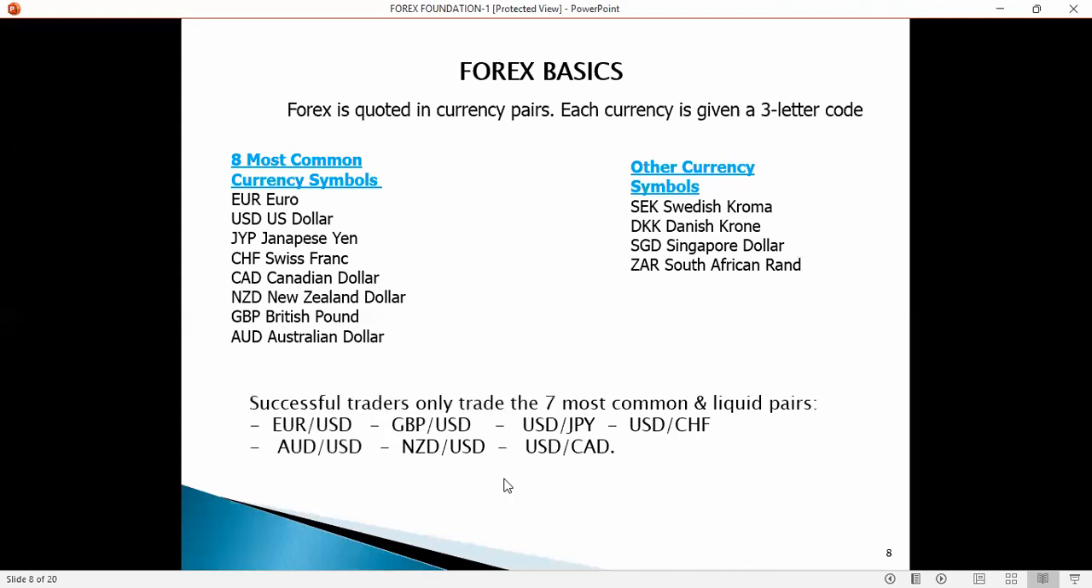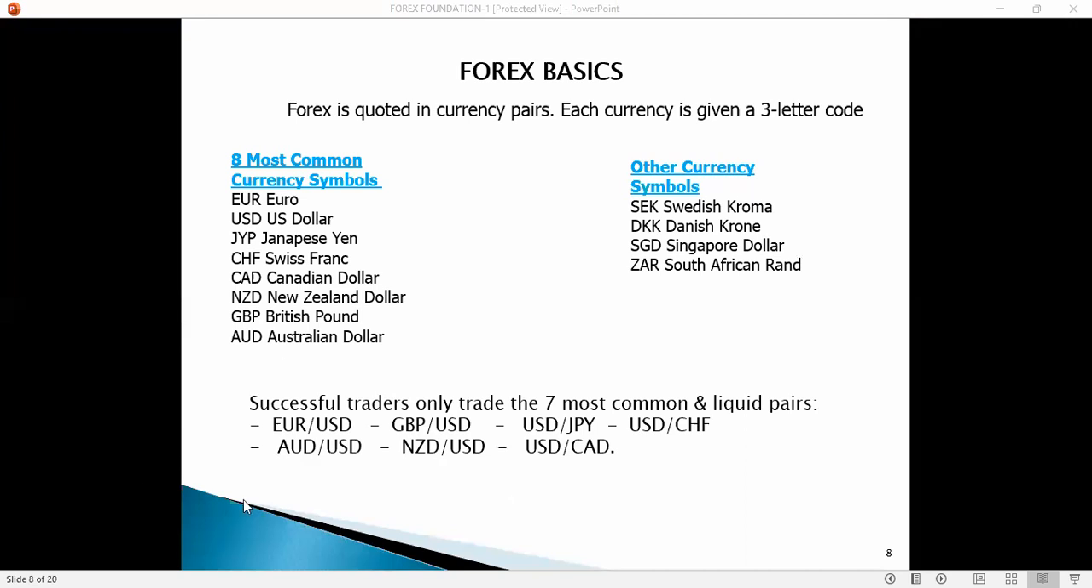So let's keep moving. Now, the successful traders across the world focus more on some pairs. And what are the 7 most common pairs? We have Euro versus USD, GBP versus USD, Japanese yen USD, USD Swiss franc, AUD USD, NZD USD, and USD Canadian dollars.